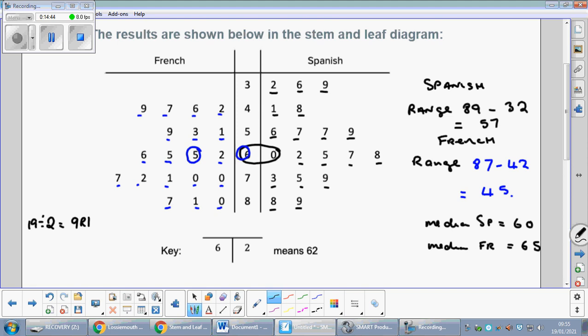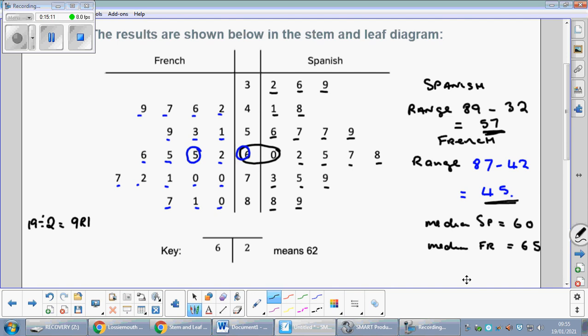Right, the range for Spanish is 57. That means the results are quite widely spread. And in French it's 45. So results in French are more consistent. The mode is a difficult one because there are two modes. But generally the mode of French is higher than the mode in Spanish, and the median of French is also higher than the median, the middle result, in Spanish.